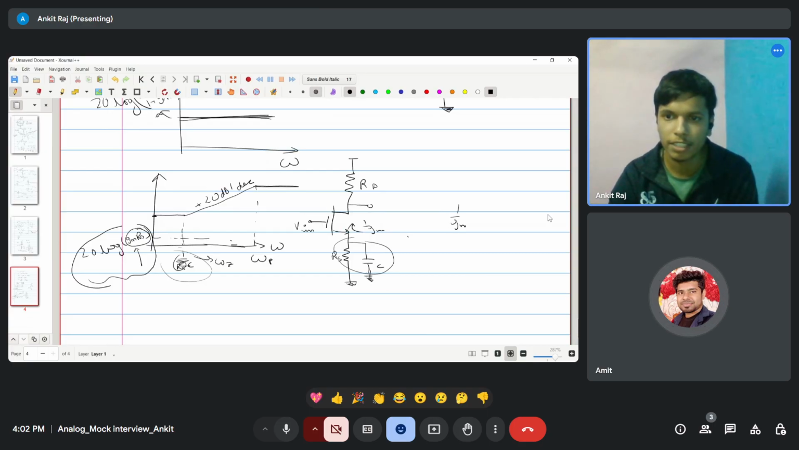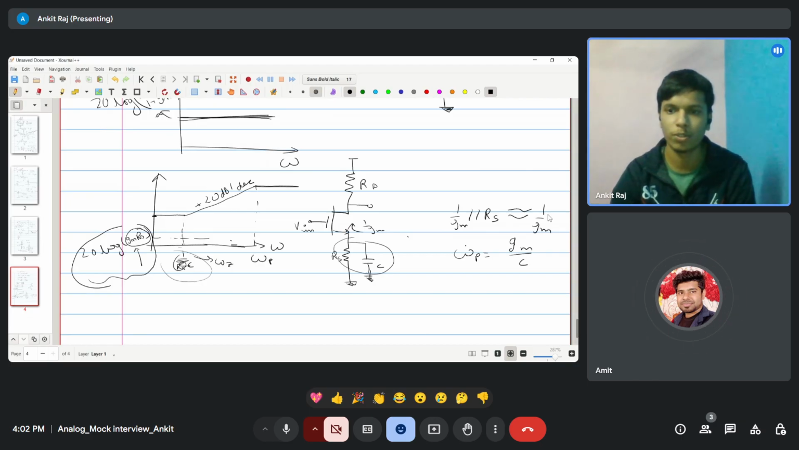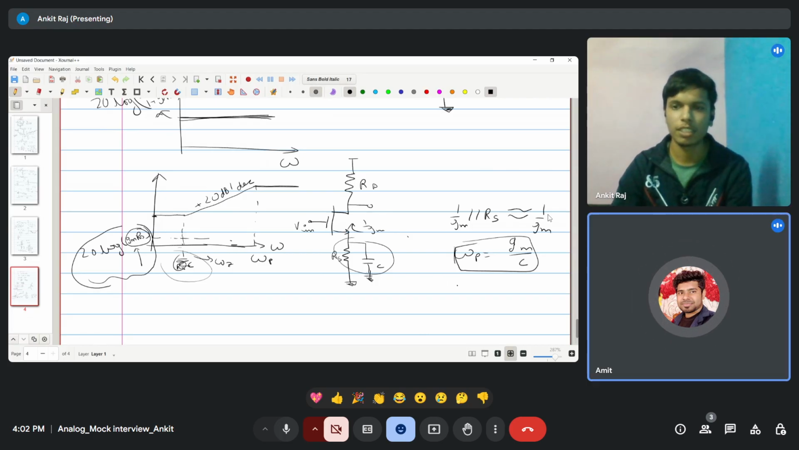So 1 by GM. If I consider RS high, the pole will be 1 by GM, GM by C. So the pole location, intuitively, we can also see that GM is a large value and GM by C will be a large value as well, right?